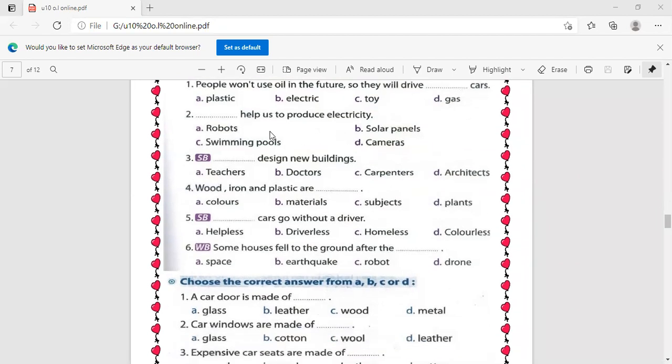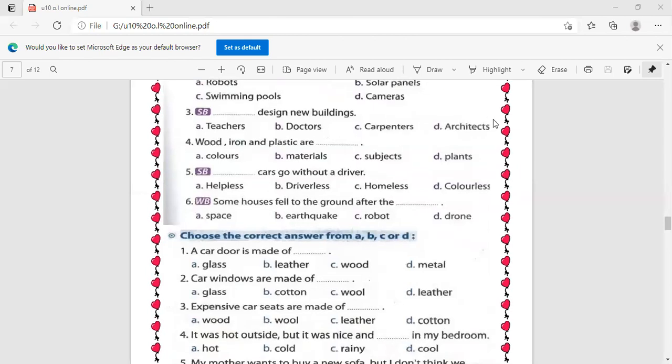Number two, please, Yasif, quickly. Solar panels help us to produce electricity. Solar panels, excellent. We get the electricity from the sun, okay? With solar panels. Thank you, Yasif. Thank you very much, my dear.